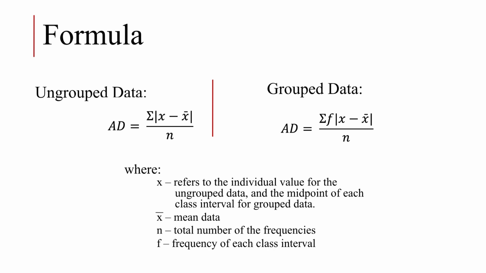Okay, let's have the formula. The formula for ungrouped data is AD equals the summation of the absolute value of the difference of x and the mean, divided by n. For grouped data, AD is equal to the summation of f times the absolute value of the difference of x and the mean, divided by n, where x refers to the individual value for ungrouped data and the midpoint of each class interval for grouped data, x bar is the mean, n is the total number of frequencies, and f is the frequency of the class interval.